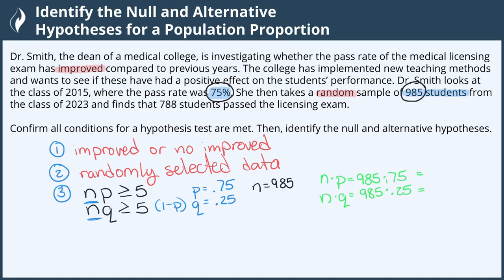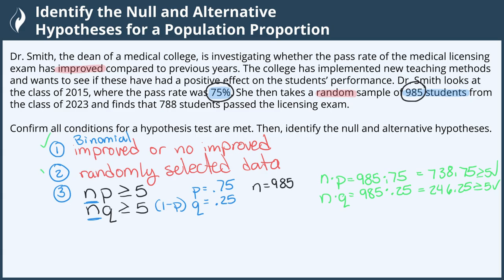Using our calculator, 985 times 0.75 is 738.75, and 985 times 0.25 in my calculator is 246.25. Both of these are greater than or equal to 5, which means that both of those conditions are met. This means that we have confirmed all three conditions have been met. Our first one is that we did indeed have a binomial model, and so this has been met.